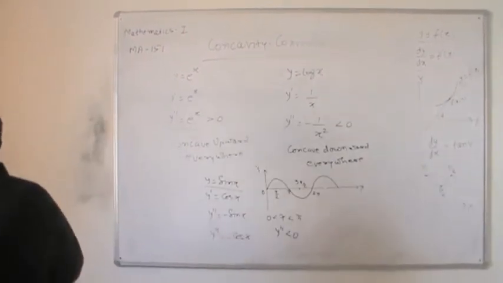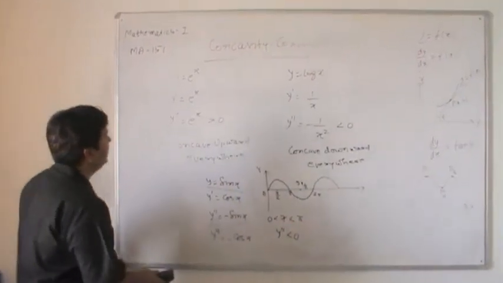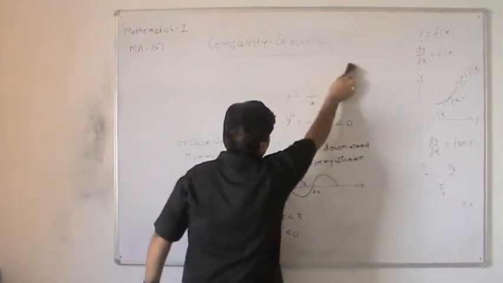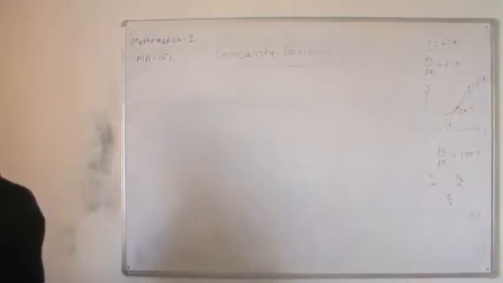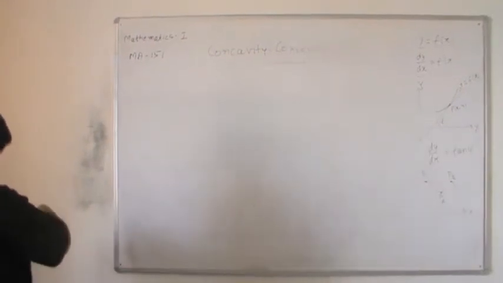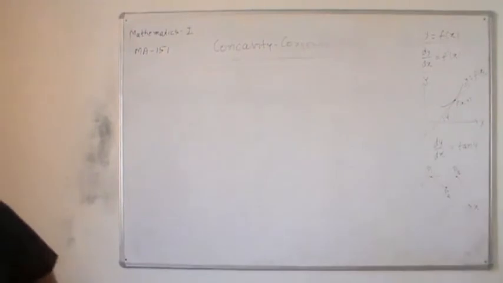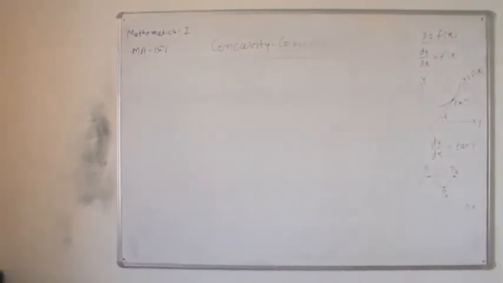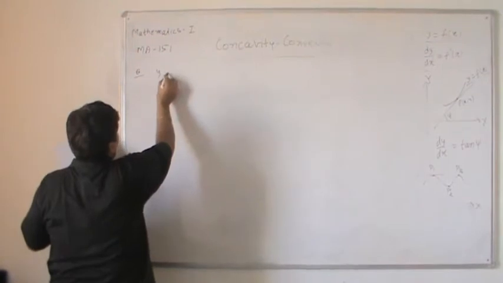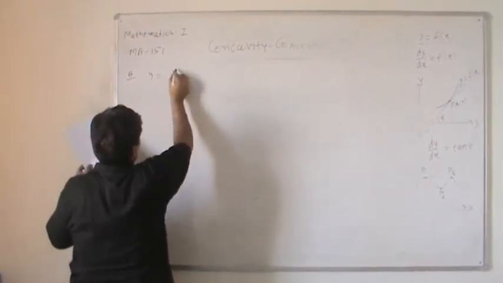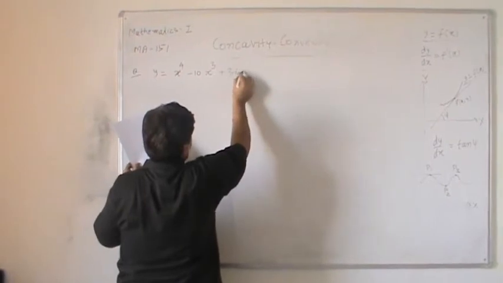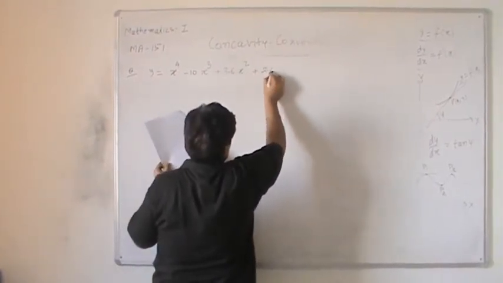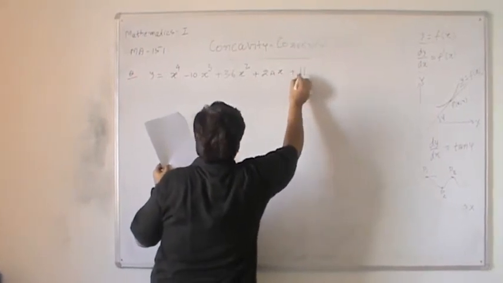Next, we consider an algebraic curve and we try to decide the intervals of concavity and convexity and the points of inflection. So next we are considering a polynomial. Suppose our curve given in the question is y equal to x to the power 4 minus 10x cube plus 36x square plus 24x plus 11. So this is the given curve.